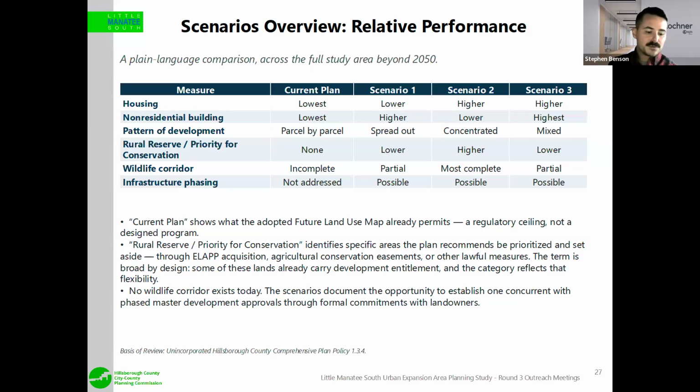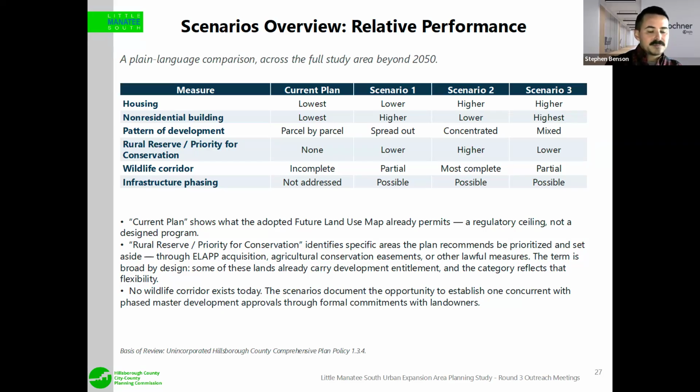When it comes to the wildlife corridor, the wildlife corridor was shown on scenarios one, two, and three to different extents. It was partially completed in scenario one and scenario three. In scenario two, it was the most complete. Again, connecting the Little Manatee River south through the Cockroach Creek Preserve and then out to Tampa Bay.